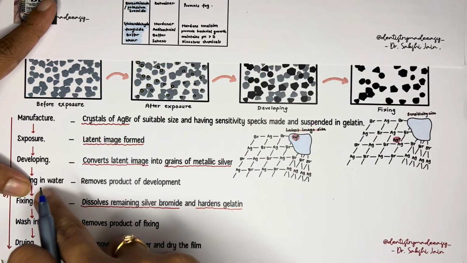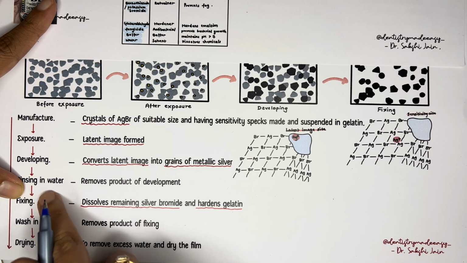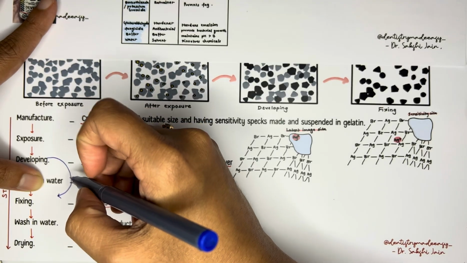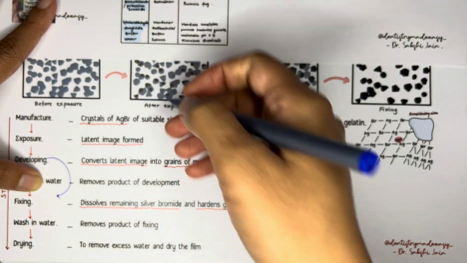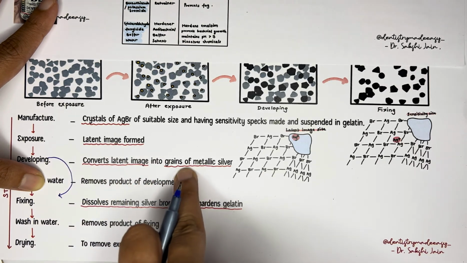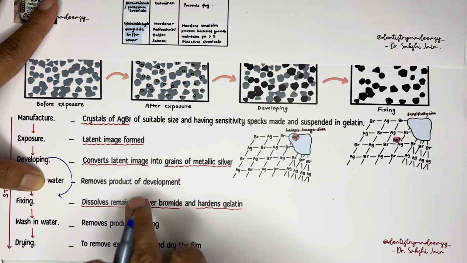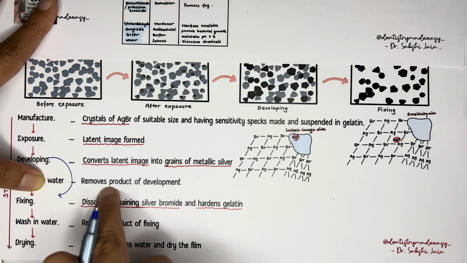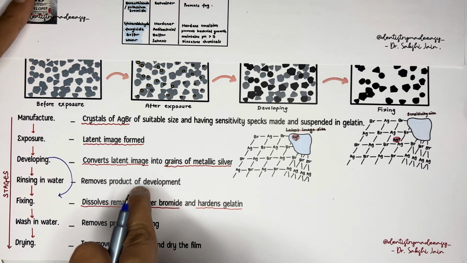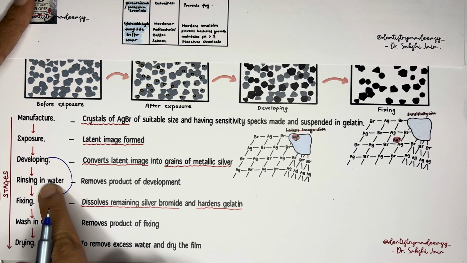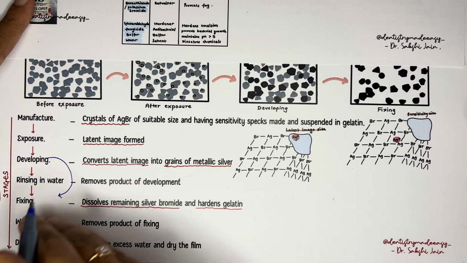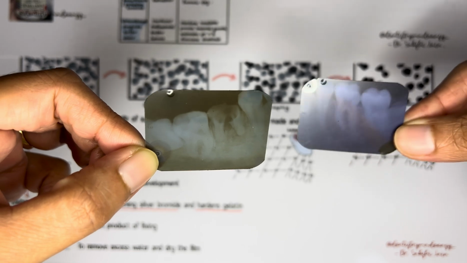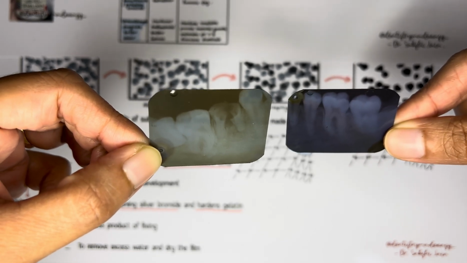The next thing that you're going to do is rinse it in water, because what will happen is the extra developer will be present on the X-ray film, due to which the fixing part won't be done well. So to remove the extra developing solution, you need to rinse it in water well, and then go for the fixing. Now over here, this is the comparison for it. Now can you see the difference?